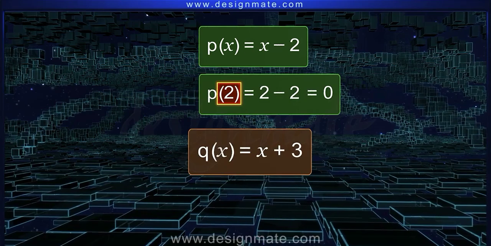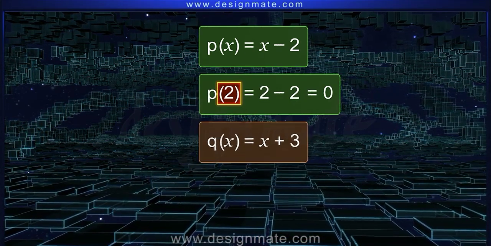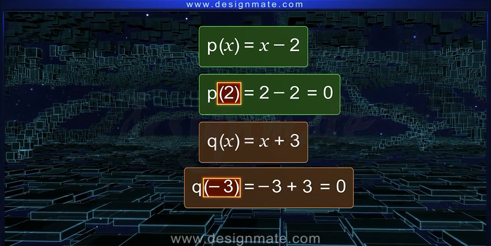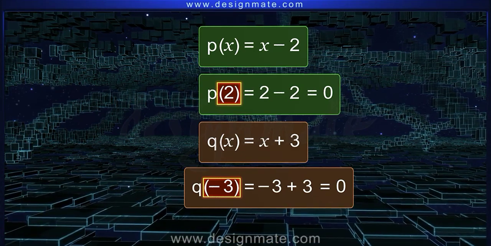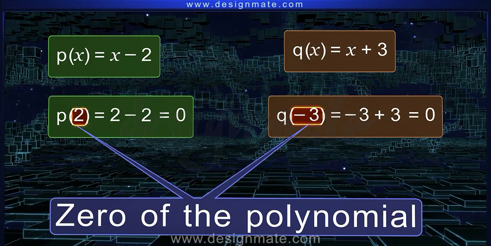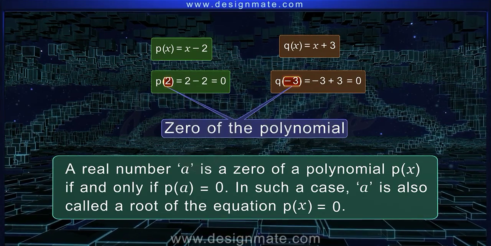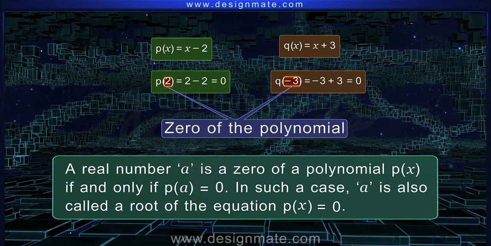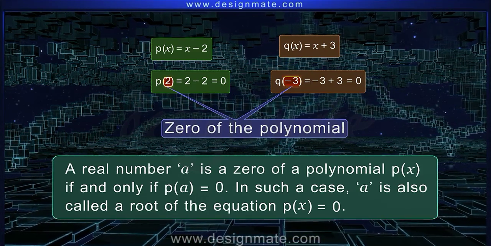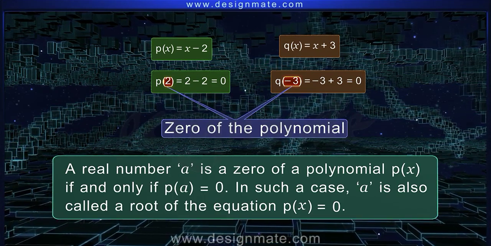Similarly, for the polynomial q of x is equal to x plus 3, we find that q of minus 3 is equal to 0. Such a value of the variable that makes the value of the polynomial equal to 0 is called the 0 of the polynomial. In general, we say that a real number a is a 0 of a polynomial p of x if and only if p of a is equal to 0. In such a case, a is also called a root of the equation p of x is equal to 0.